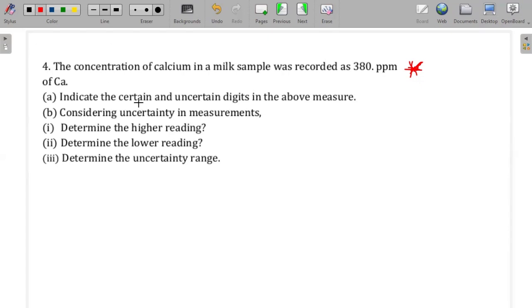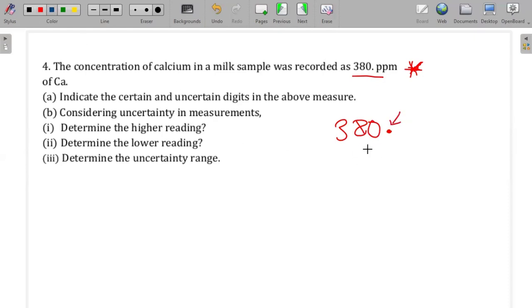Okay, so let's look at this. They're saying the concentration of calcium in a milk sample was recorded as 380 parts per million. This ppm means parts per million. Okay, so we have 380 points. So make sure you see this point.